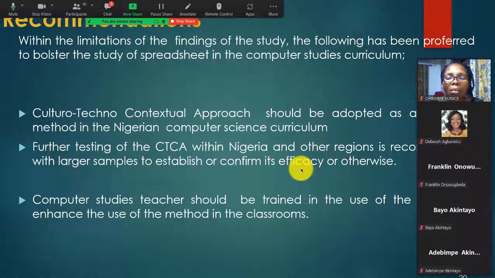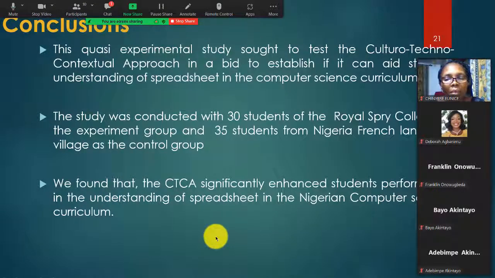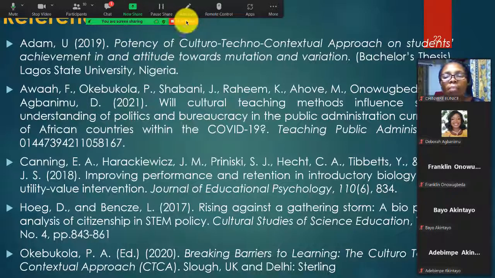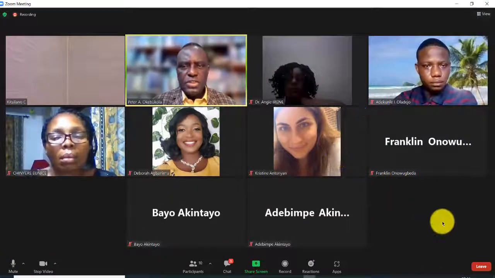And we need to further test the CTCA within Nigeria and other regions in Africa to confirm the efficacy or otherwise. And we are also suggesting that computer studies teachers, because they come to the lab not delivering the content in an exciting way for the students, and that is the problem that we posed earlier, which may be the reason why the students are not doing so well. So we're saying that the computer studies teachers should be trained in the use of the CTCA to enhance their instruction in computer studies. So that's it from our end, and we welcome questions.